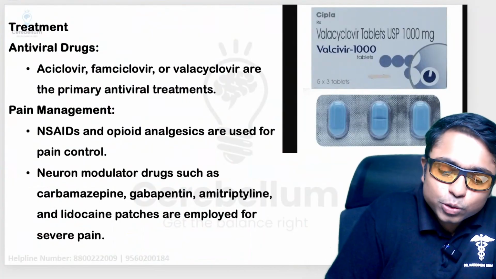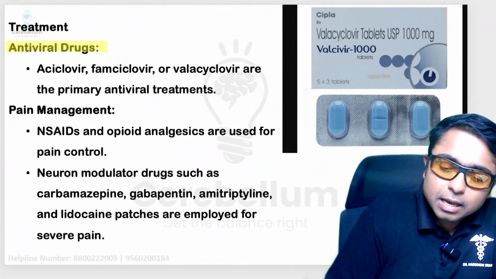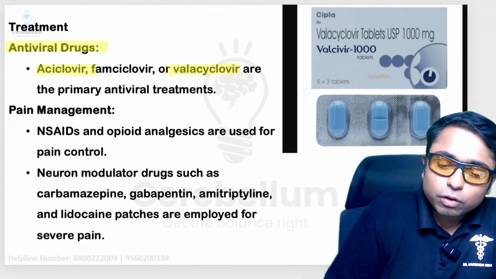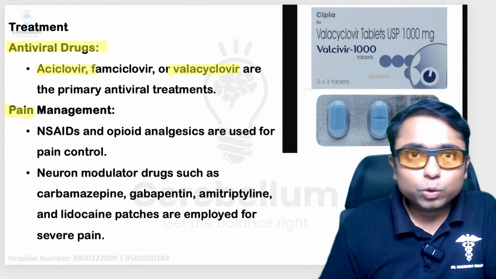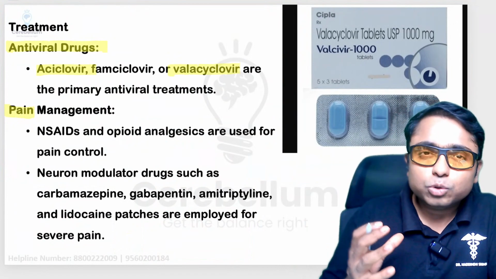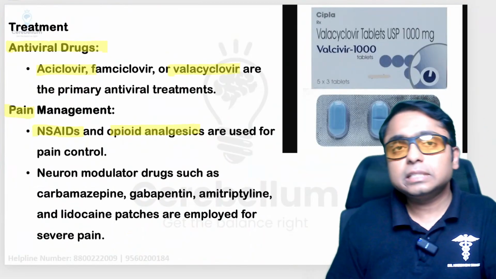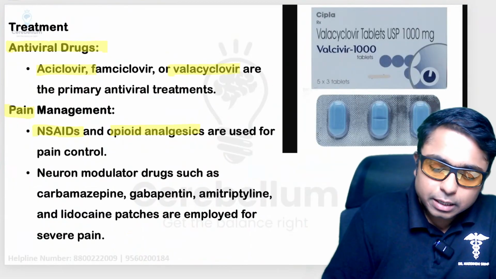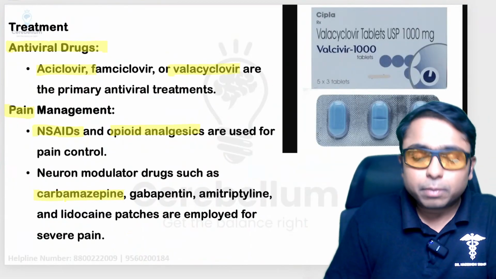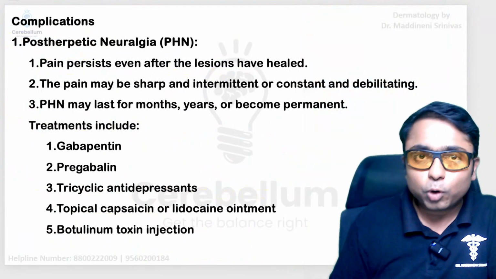Okay, let us move on to the treatment part. So what is the treatment? It is going to be antivirals. So acyclovir, famciclovir, valaciclovir, anything can be used. And pain management is very crucial, because these patients are going to have so much pain. So we can use NSAIDs or opioid analgesics for the control of the pain. And if it is not responding, then we can use other medications also, for example carbamazepine, gabapentin, amitriptyline, and lidocaine patches can also be employed.